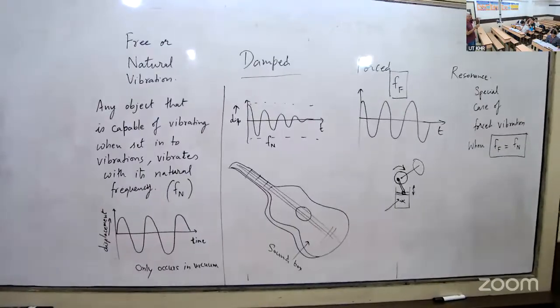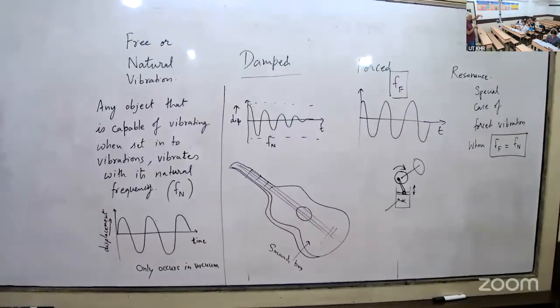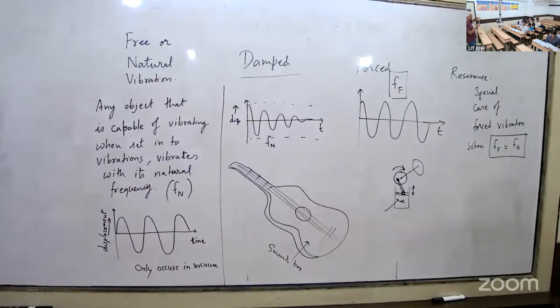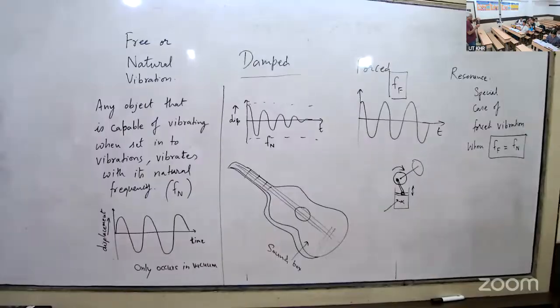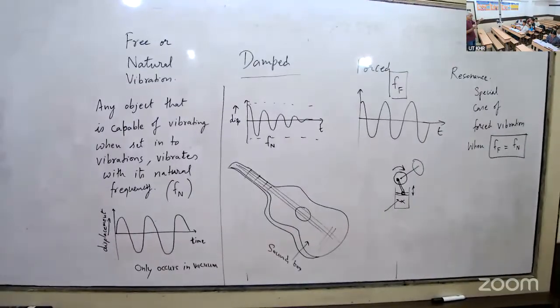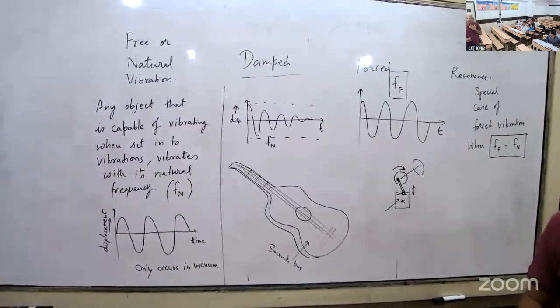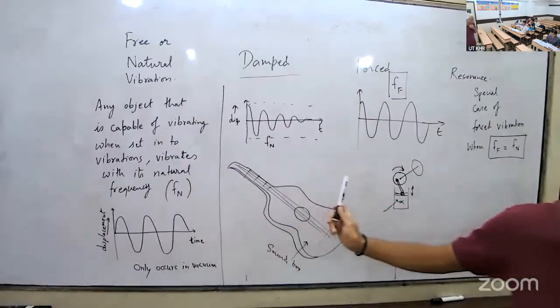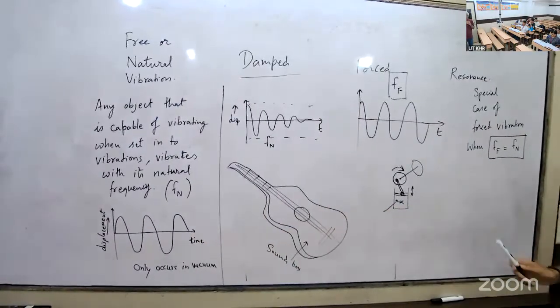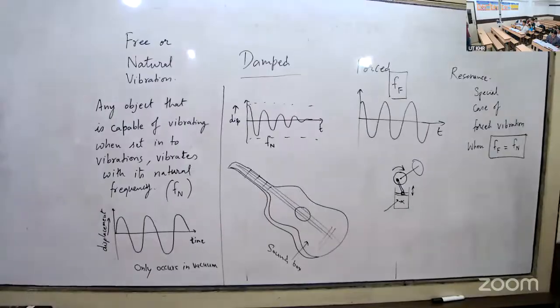Any object when it is disturbed from its main position, rest position, if it is capable of vibrating, it will vibrate with its natural frequency only, which is unique to the given object. समझ आ गया? I gave the vocal cord example that you remember. So I hope these terms are now clear.